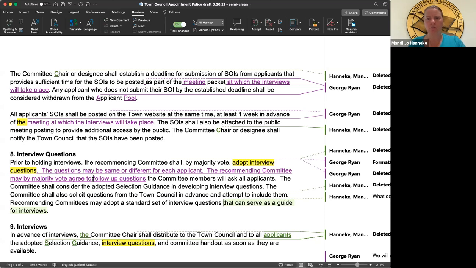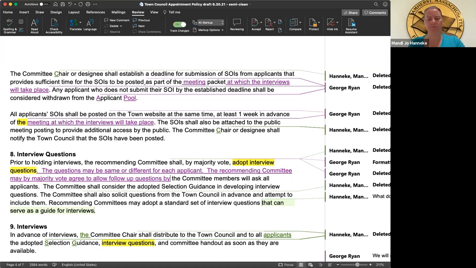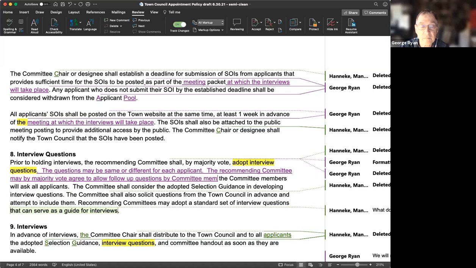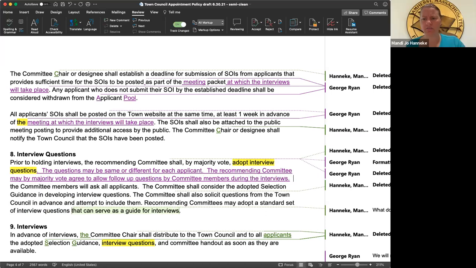Allow follow-up questions by committee members. No, that's reading it out. That's fine. Follow-up questions. Yeah, go ahead. By committee members during the interviews. Okay. The next two sentences remain the same, and then delete the last sentence.